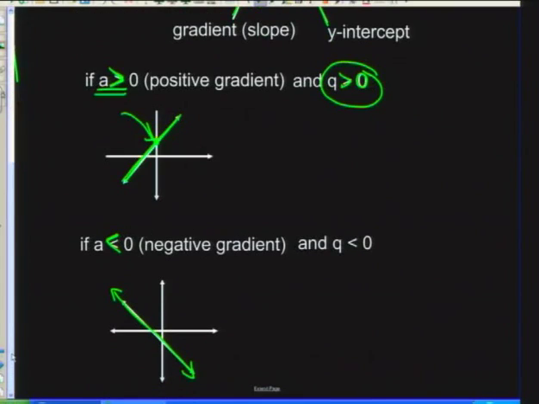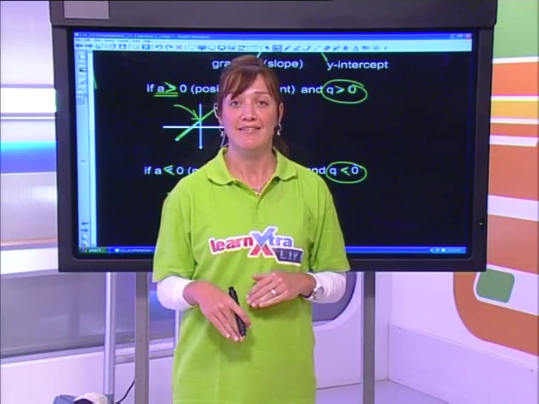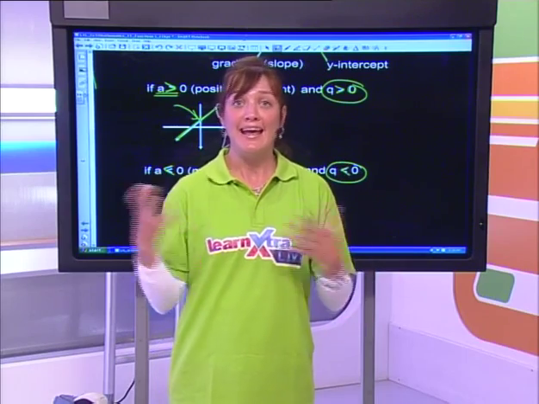However, if I've got a Q value that is less than 0, that's telling me that my graph is going to be crossing the y-intercept on your negative axis, so giving you negative values. So that's what the A and the Q do.